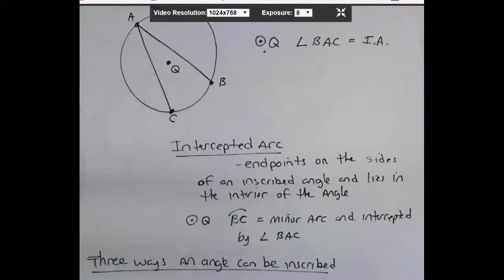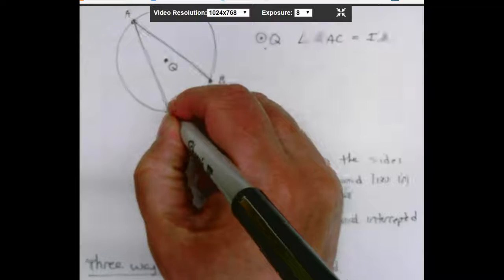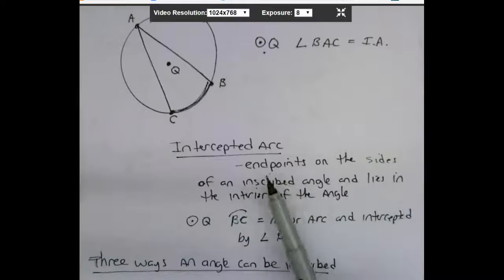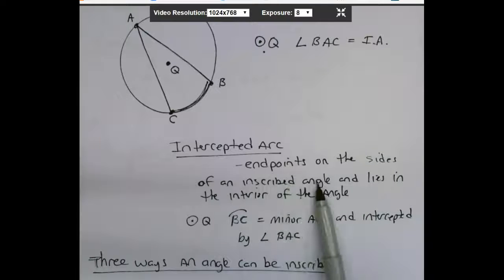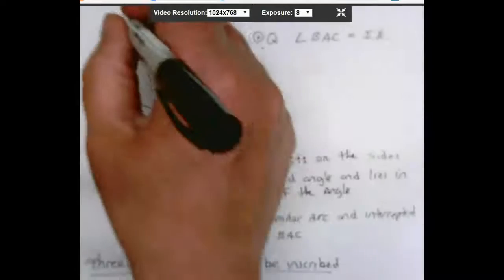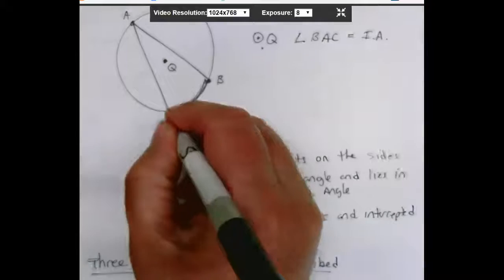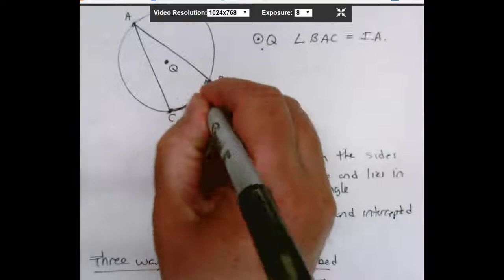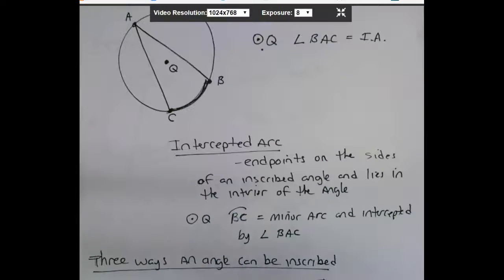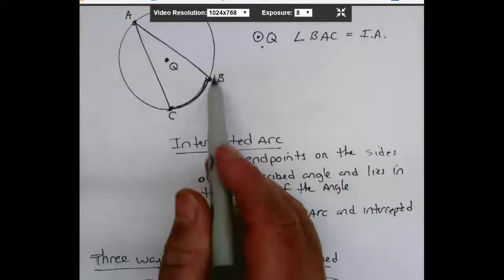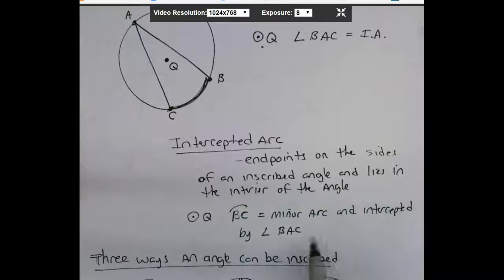And that arc refers to this thing right here. So an intercepted arc is this right here. Okay. And this refers to an arc that has endpoints on the sides of an inscribed angle. Okay. So these are your sides, and these are our endpoints, right? Here's the inscribed angle side, and our endpoints for the arc are right there. Okay. And it lies in the interior of the angle. So this is going to be our arc right here. Okay. And for this one, we just say for circle Q, the arc BC would be a minor arc. It's less than 180. And it's intercepted by angle BAC. So we could just describe it.